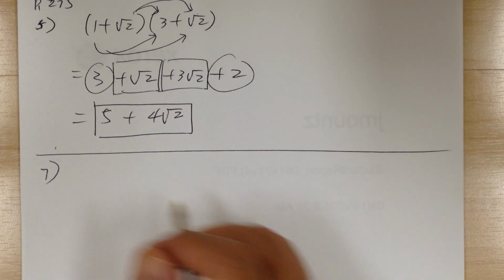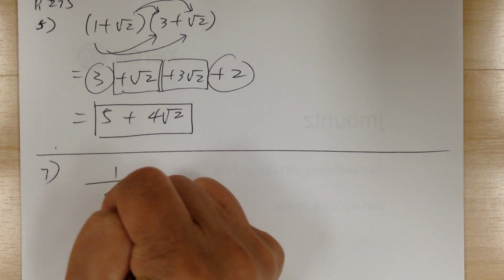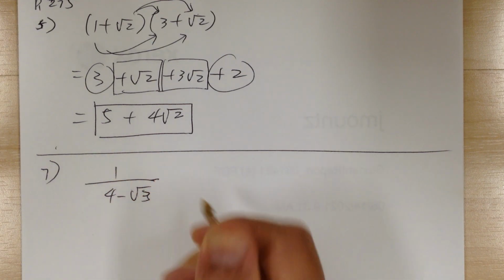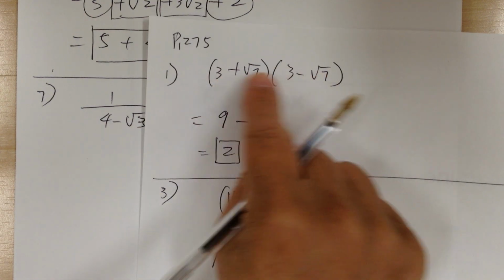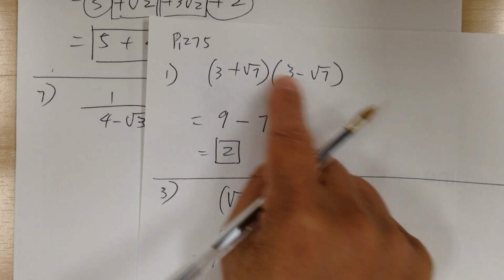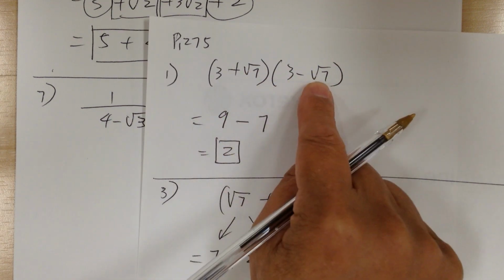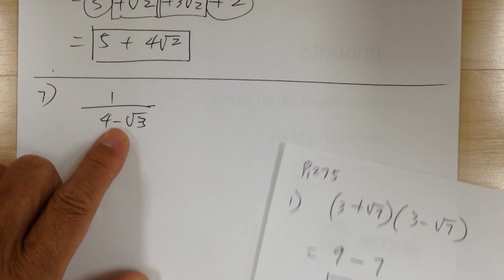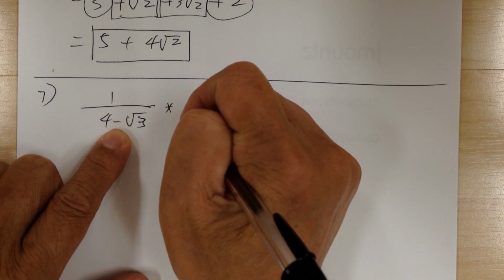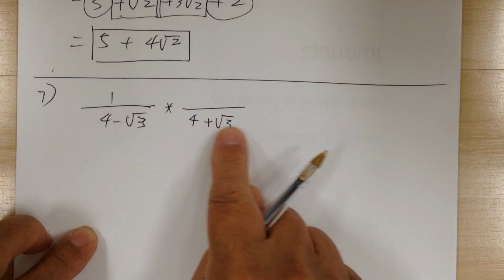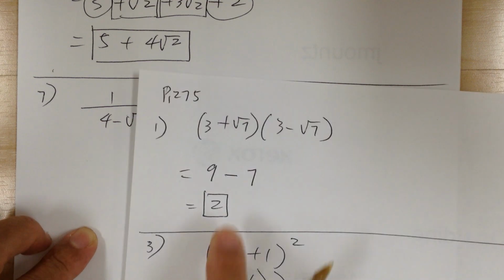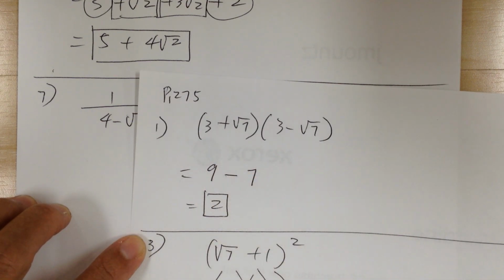Okay, number 7. You have 1 over 4 minus square root of 3. Okay, so you have to get rid of the square root in the denominator. But notice there are 2 terms. So you have to remember from here, notice when you multiply by conjugates, there's no more square root. So to get rid of the square root, you need to do the conjugate. Okay? So right now you have a 4 minus square root of 3, so you need to multiply by 4 plus square root of 3. So again, when you have 2 terms, you have to multiply by conjugate, just like number 1 over here. That's how you get rid of the square root.